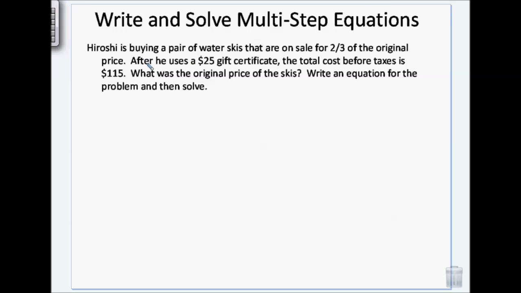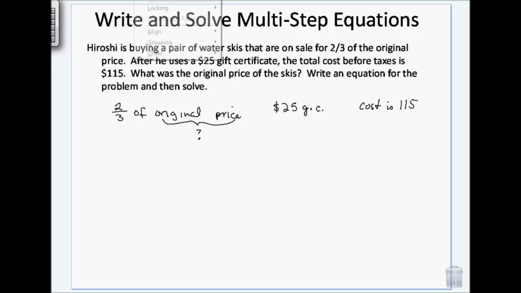Okay, so we've got Hiroshi buying a pair of water skis that are on sale for 2/3 of the original price. So 2/3 of original price. He's using a $25 gift certificate. And then the total cost before taxes, $115. And we want to know what is the original price. That's our question mark.